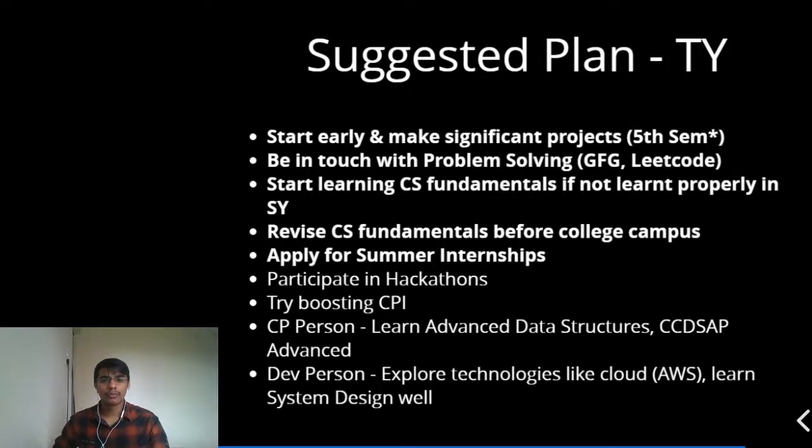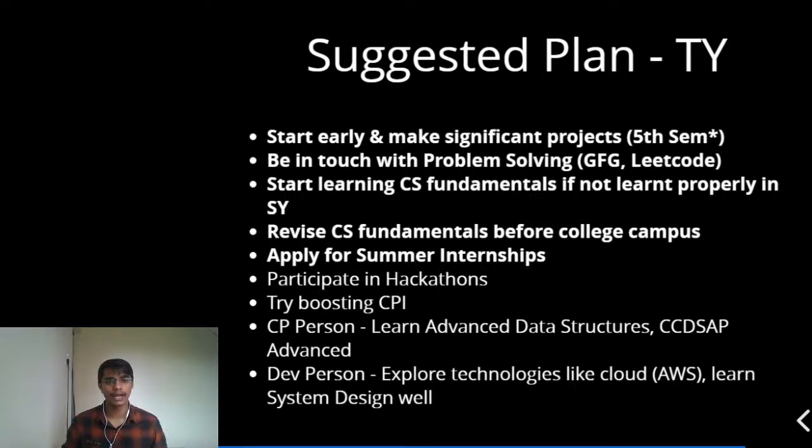If you are a competitive programming person, and if you are already done with these bold highlighted things, what I can suggest is that you can learn advanced data structures. Concepts like trees, advanced data structures like red black trees and all. We already have a course called advanced data structures.